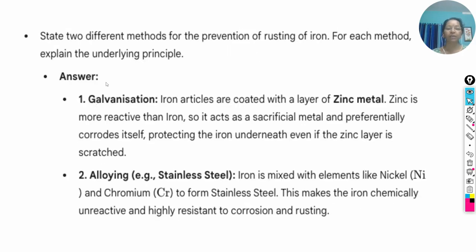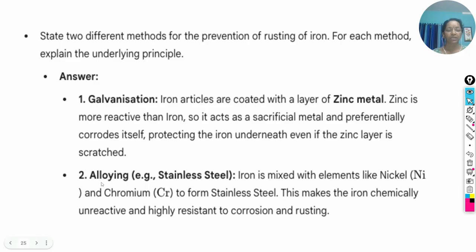Now, state 2 different methods for the prevention of rusting of iron. For each method, explain the underlying principle. You can write painting or anything. It is given here: galvanization. Galvanization is a process by which we are coating a layer of zinc metal. We are coating a more reactive metal, which will corrode first. It will act as a sacrificial metal and preferentially corrodes itself. Then iron gets corroded. So iron will be safe over there.